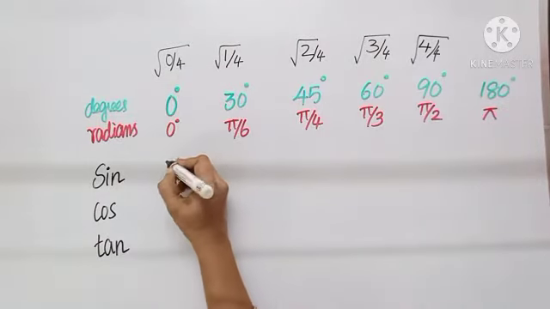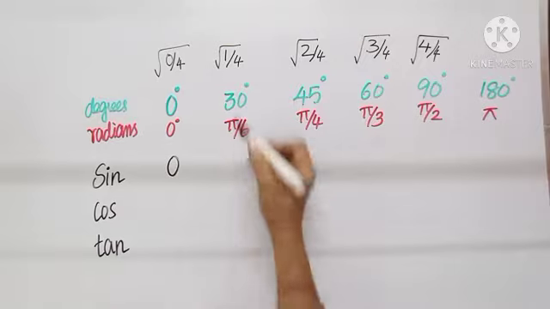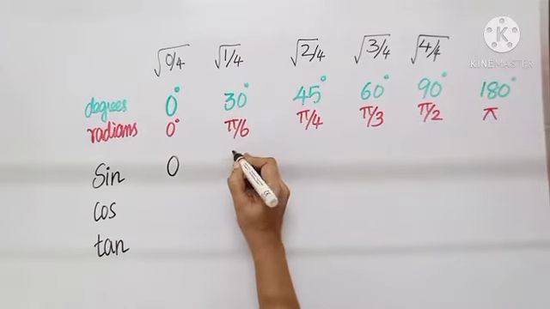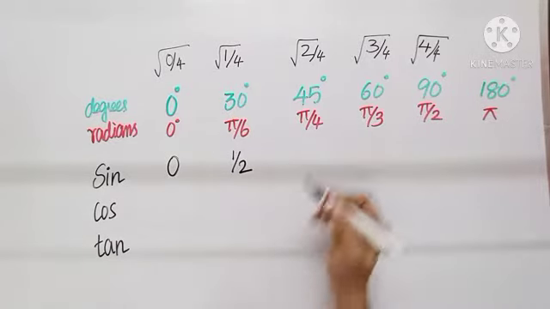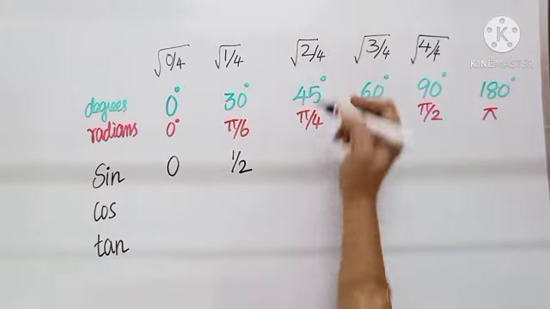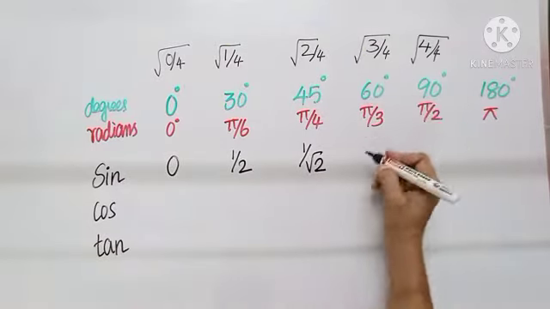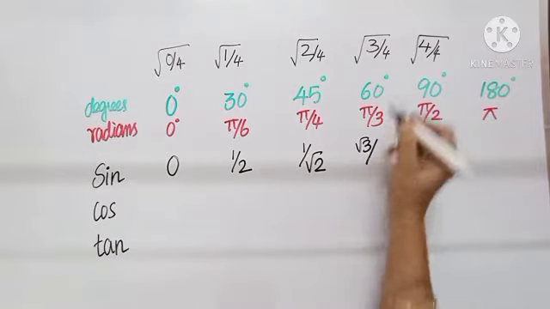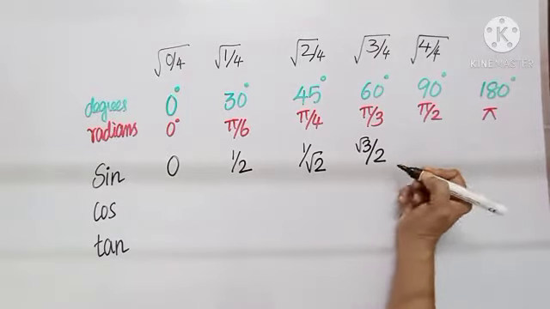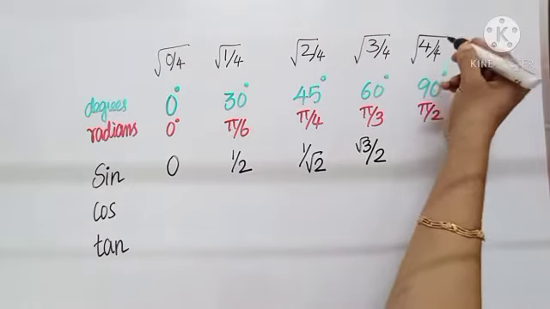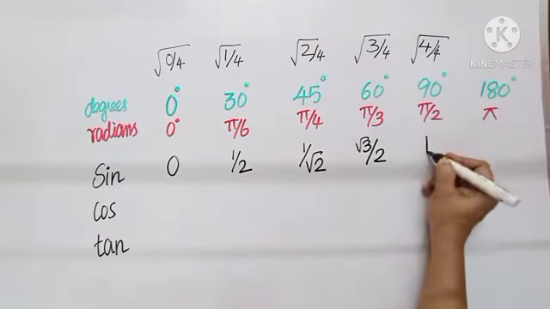0 by any number, 0. 1 by 4, square root is 1 by 2. 2 by 4 is 1 by 2, square root is 1 by root 2. 3 square root is root 3, 4 square root is 2. When it is 4 by 4, it is 1, square root is 1.